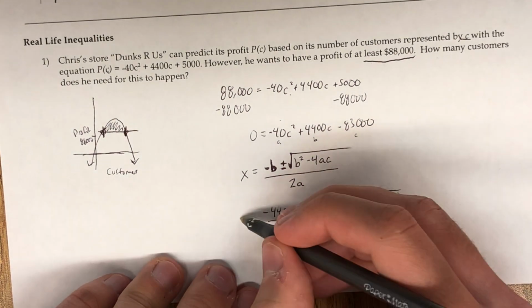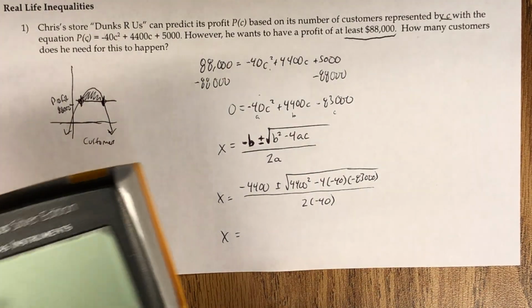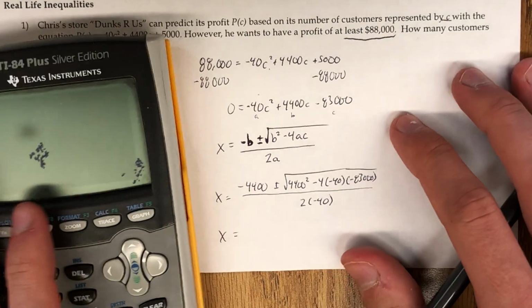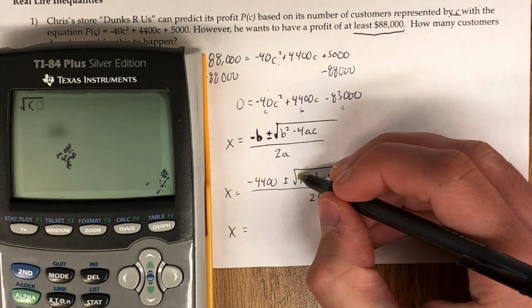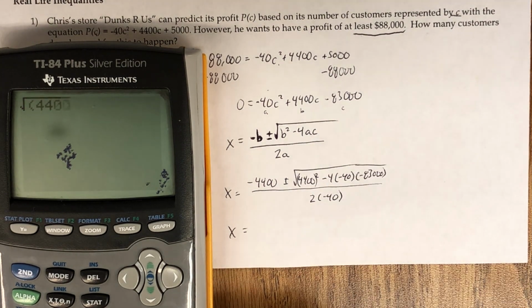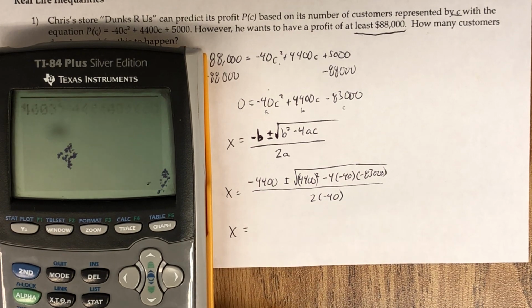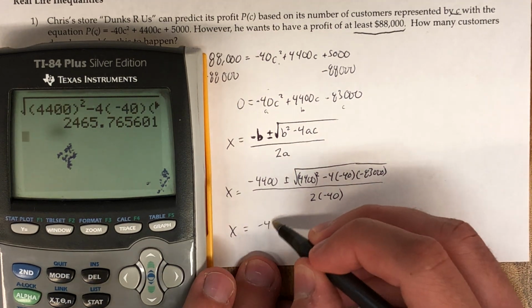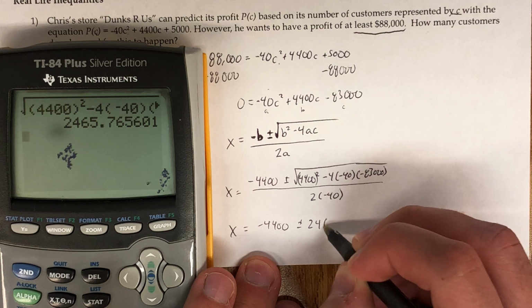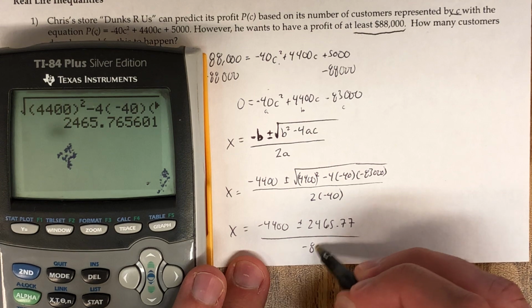So big numbers, big numbers. Let's simplify under that square root first. I'm just going to go ahead and plug it all in. If we plug it all in as it's written, should be no problem. So we'll have the square root of, and make sure to use parentheses here, 4,400 squared minus 4 times negative 40 times negative 83,000. So we get 2,465.77, all over 2 times negative 40, which is negative 80.